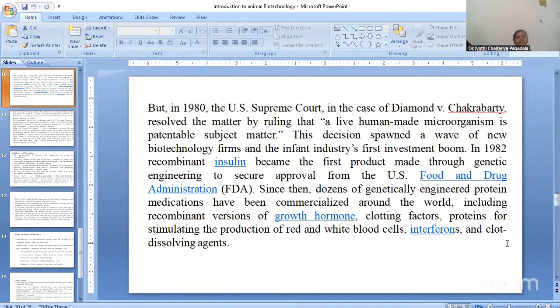Since then, dozens of genetically engineered protein modifications have been commercialized around the world, including the recombinant versions of growth hormone, clotting factors, proteins for stimulating the production of red and white blood cells, interferon, and clot dissolving agents, and the possession or ownership of the technology and its socio-political impact.